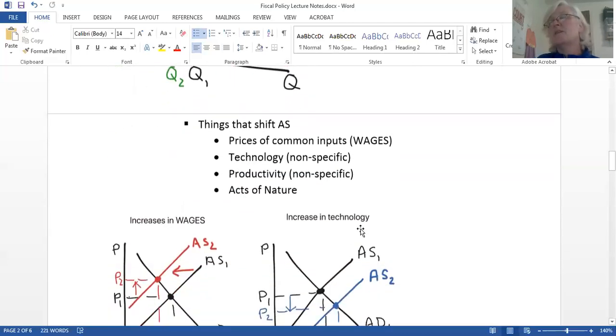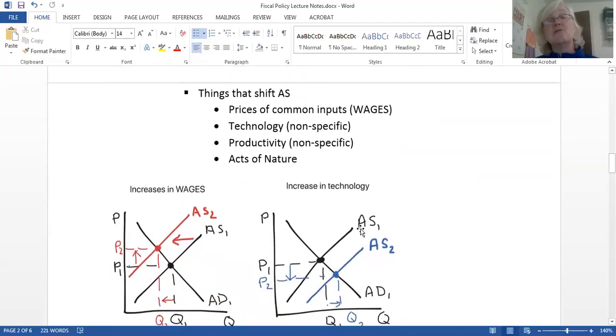Okay? Now let's switch gears and look at, now that we know the major things that will shift aggregate demand, what are the major things that will shift aggregate supply? And so think back to what were the things that shifted a regular supply curve. Things that shifted a regular supply curve were prices of inputs, technology, productivity, acts of nature. Same things, except when we talk about prices of inputs, it's not just the prices of fertilizer for apples, right?